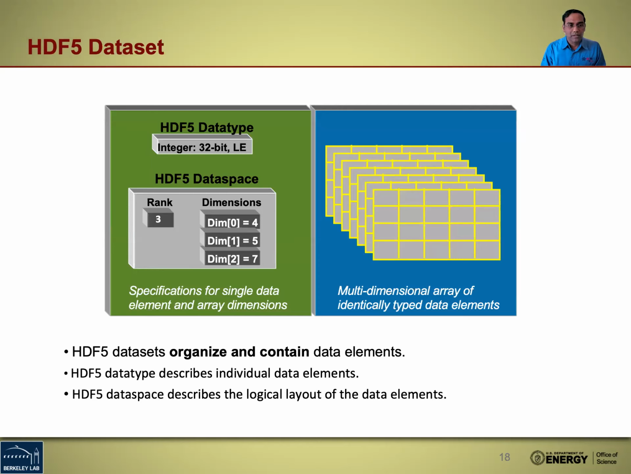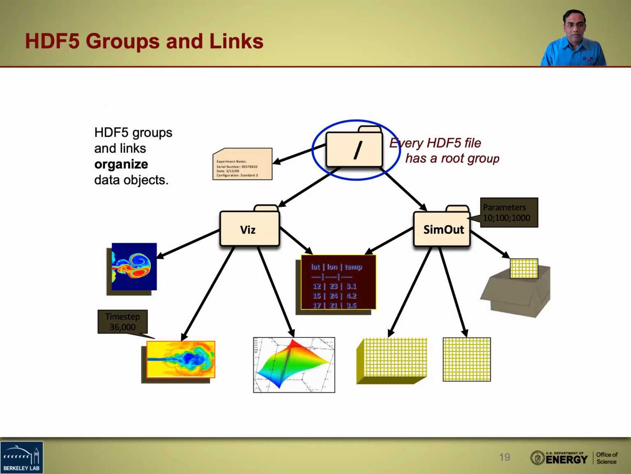If you look at the HDF5 data set, they organize and contain the data elements. The HDF5 data type describes the individual data elements, and the data space describes the logical layout of how those data elements are organized. As I was mentioning, groups and links organize the data sets and the attributes in a tree-type architecture, and the links connect those things.